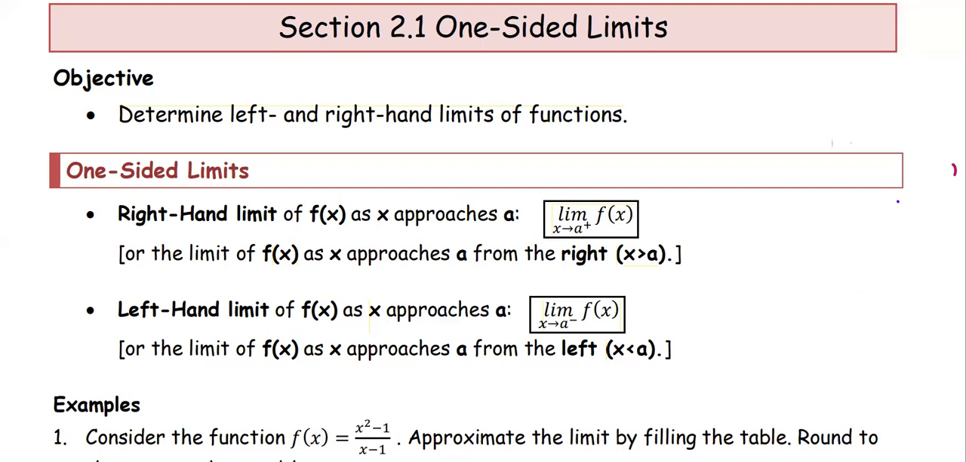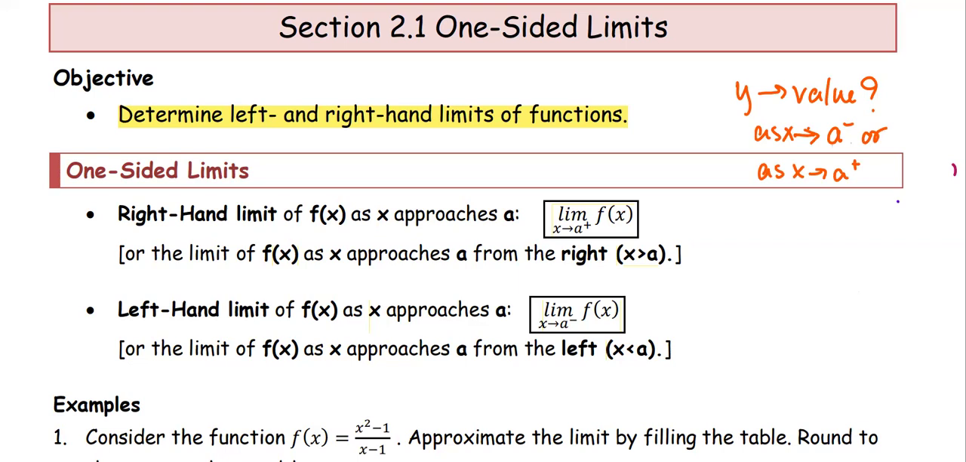Section 2.1, one-sided limits. In this section, we are going to determine the left and right hand limits of functions. Another way we can say that is that we are going to look at what value y approaches as x approaches the value a from the left side, or as x approaches the value a from the right side.